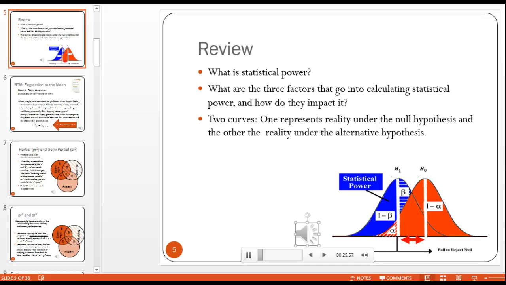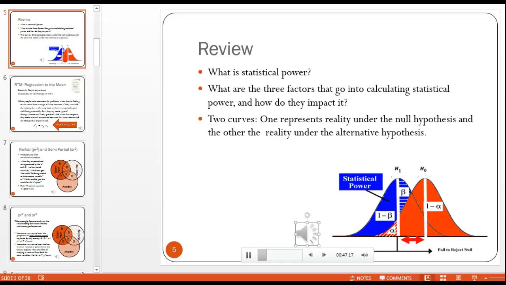Remember that the blue curve represents the reality under the alternative hypothesis, and the red is the reality under the null hypothesis. And remember, we don't know which reality we're living in. This is just hypothetical. This is for learning to understand the two different possibilities that we have.